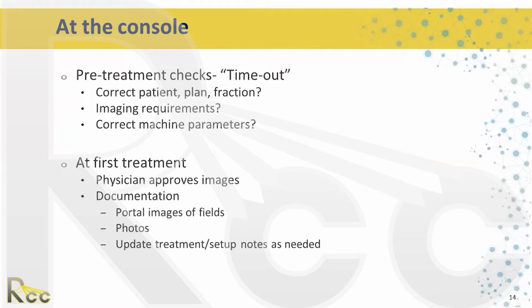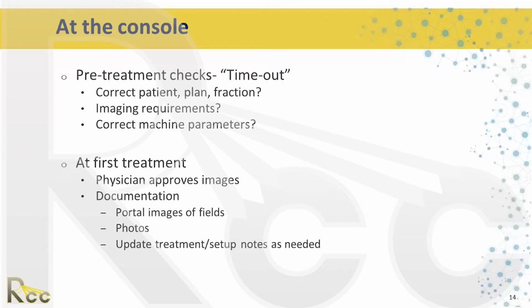Check all your parameters: the energy, the field size, the MUs. On the first treatment, the doctor will actually come and check your images and make sure everything looks correct. So we should be documenting our portal images, and the x-rays should be approved. We should be taking field photos, drawing the actual treatment field for 2D, 3D, and taking pictures of that too. So if the marks come off or something looks a little different, you can always refer to those pictures and make sure you update your treatment setup notes as needed.